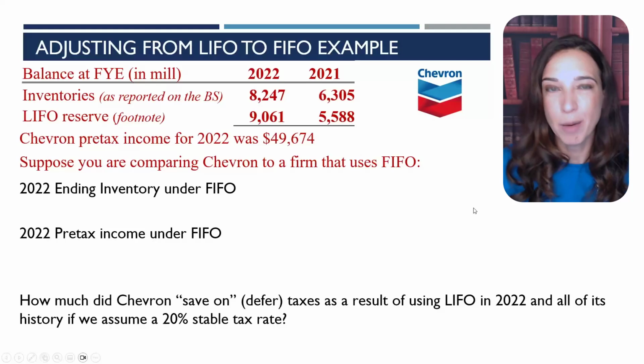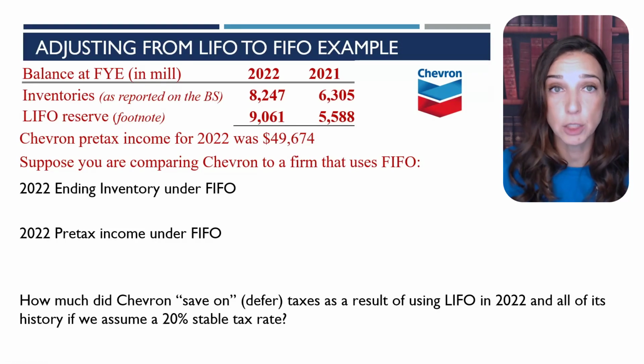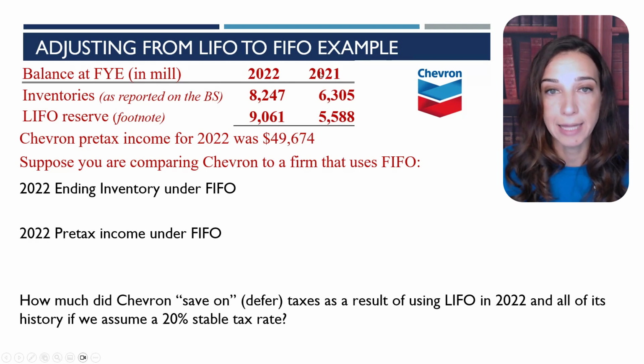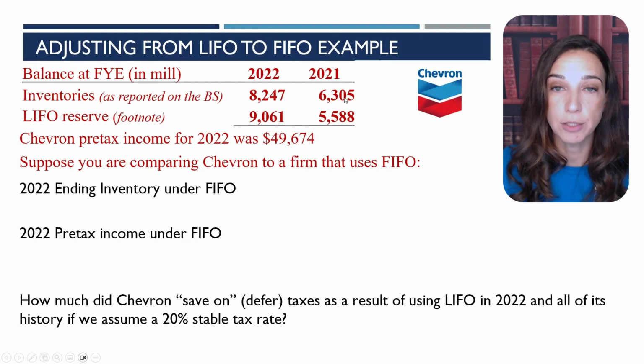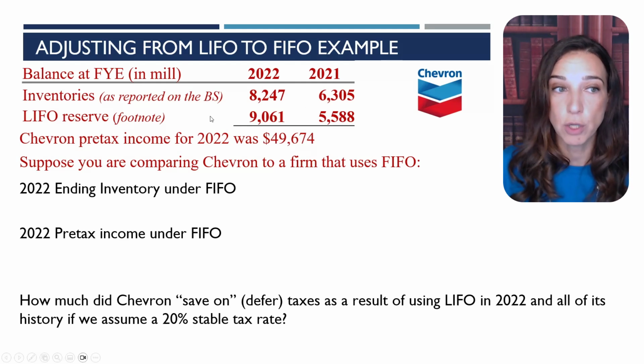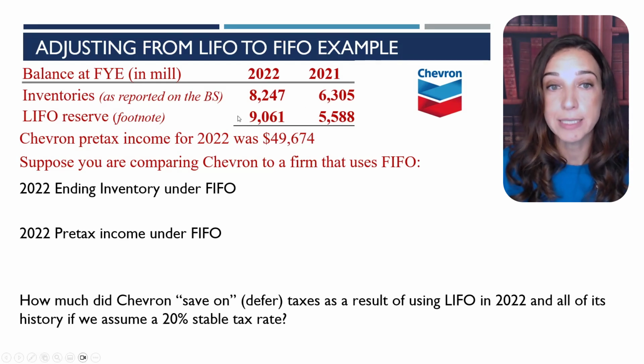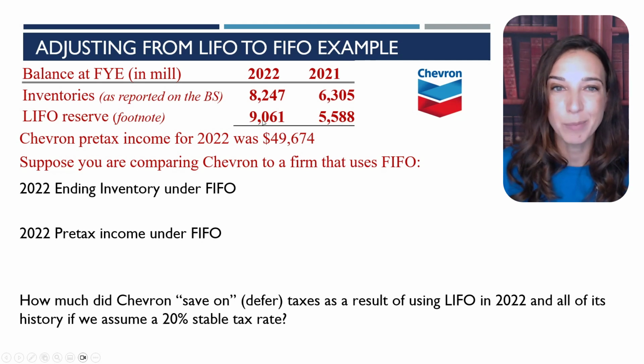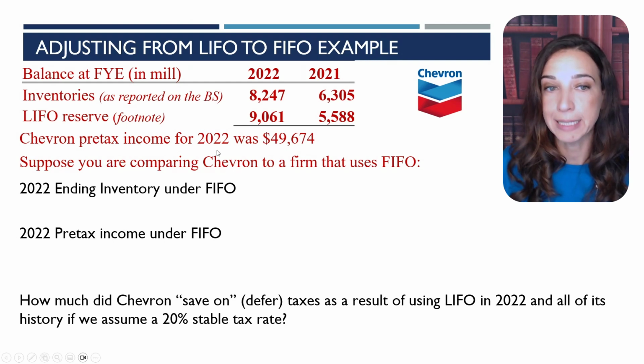Let's put some real numbers because it's probably a little vague at this point. These are disclosures from Chevron, from 2022. This is the balance at the end of the year. The inventories that they reported on the balance sheet were $8.2 billion and $6.3 billion, respectively. And Chevron is a LIFO firm. It values a big chunk of their inventories on LIFO. So in the footnotes, they give us the LIFO reserve, which are really big numbers, $9 billion in 2022 and $5.5 billion in 2021. I also pulled from their income statement that their pre-tax income for 2022 was $49.6 billion.